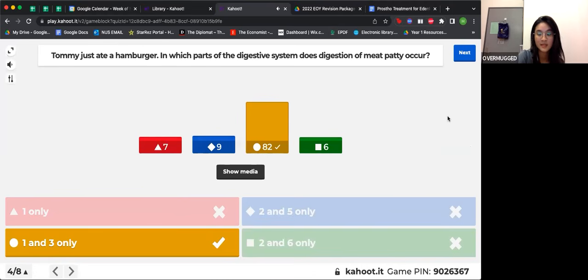Basically they're asking which parts of the digestive system did the meat patty digestion occur. Meat patty is protein, okay? So protein where? Stomach, small intestine. So the answer is 1 and 3.